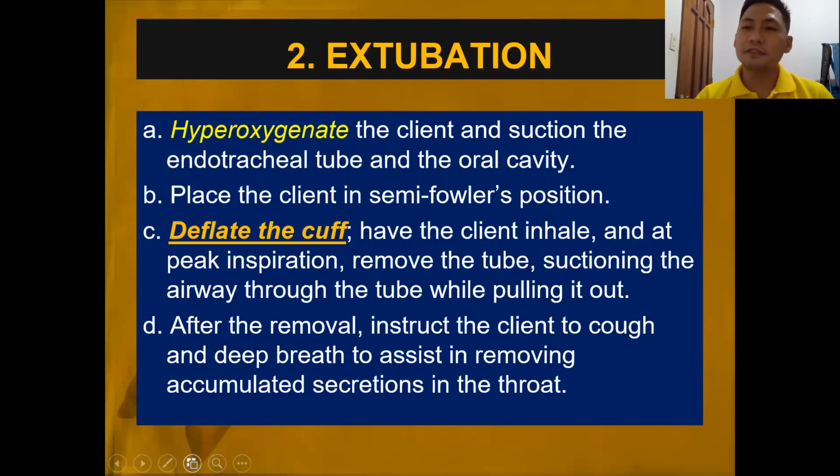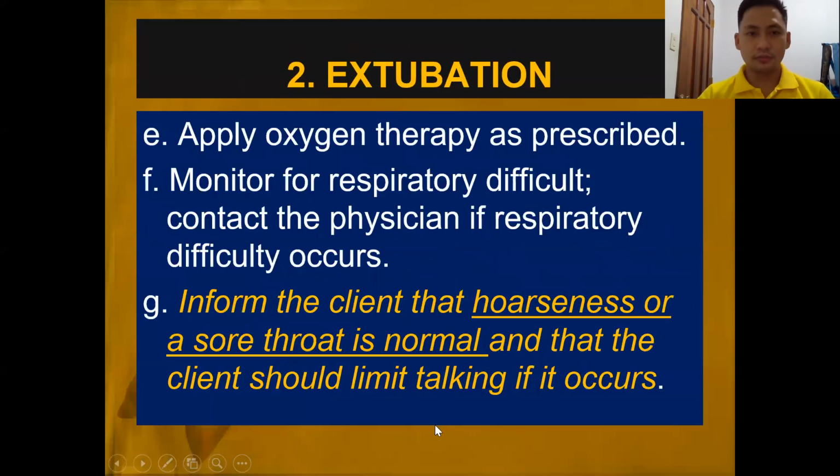Place the client in semi-Fowler's position. Deflate the cuff, have the client inhale, and at the peak of inspiration, remove the tube, suctioning the airway through the tube while pulling it out. After the removal, instruct the client to cough and deep breathe to assist in removing accumulated secretions in the throat. Apply oxygen therapy as prescribed, monitor for respiratory difficulty, and contact the physician if respiratory difficulty occurs.